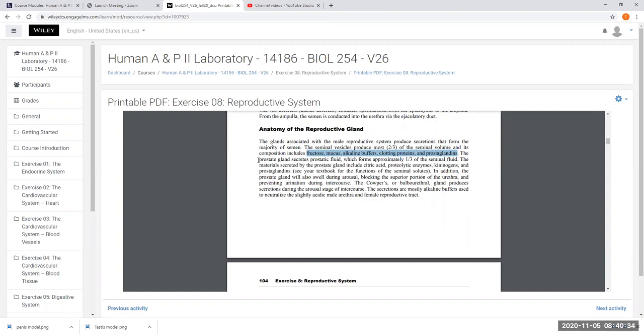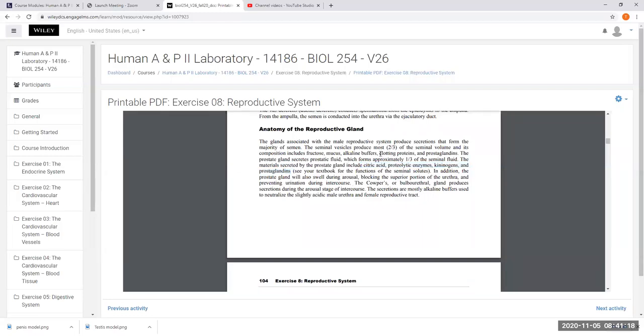We also then have the prostate gland. The prostate gland produces what is called prostatic fluid, after the gland's name. Just like we have seminal fluid from the seminal vesicles, we have prostatic fluid. The prostatic fluid forms the other third or so of the volume of the ejaculate, the seminal fluid that's going to be coming out. The prostate gland produces citric acid, proteolytic enzymes, kininogens, and prostaglandins. Now, I know right here it says see your textbook for the functions. I'm not going to ask you the functions on the test, but you need to know what is being produced.